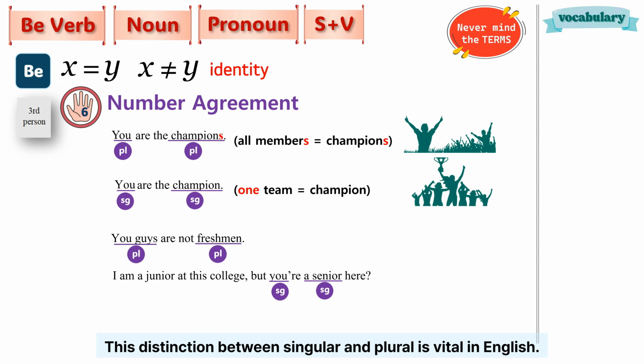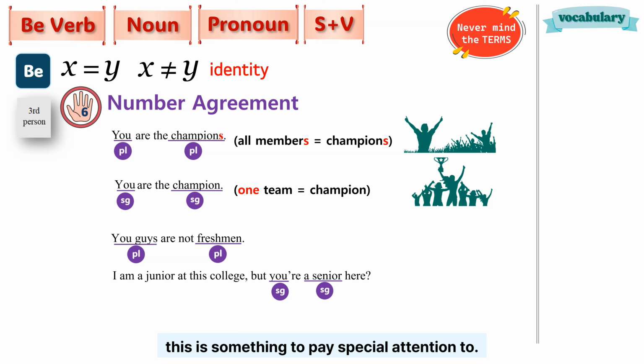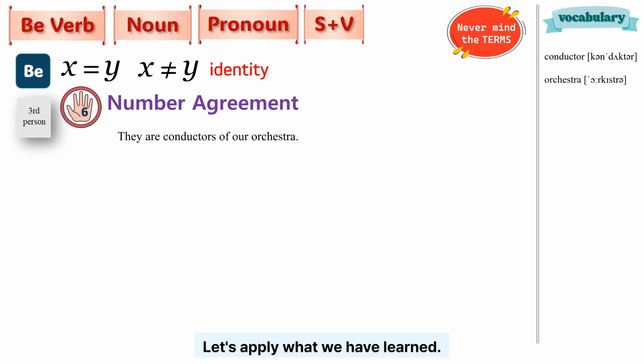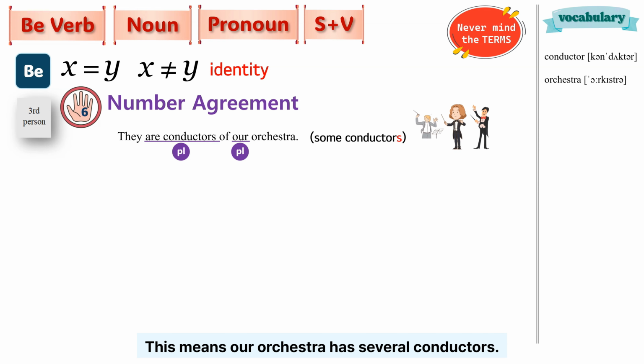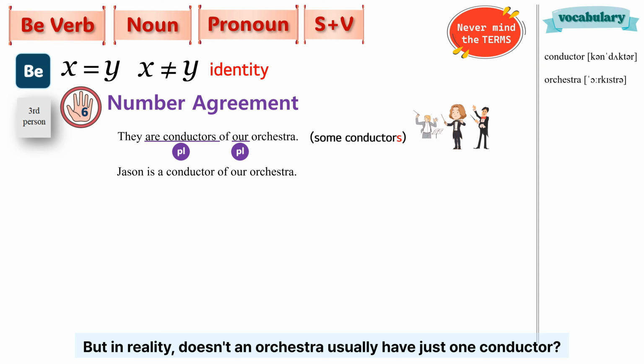This distinction between singular and plural is vital in English. It is strictly observed even in casual speech. For those whose language does not mark number as strongly, this is something to pay special attention to. Let's apply what we have learned. Both are used in the plural sense, so it is easy to understand. This means our orchestra has several conductors. But in reality, doesn't an orchestra usually have just one conductor?